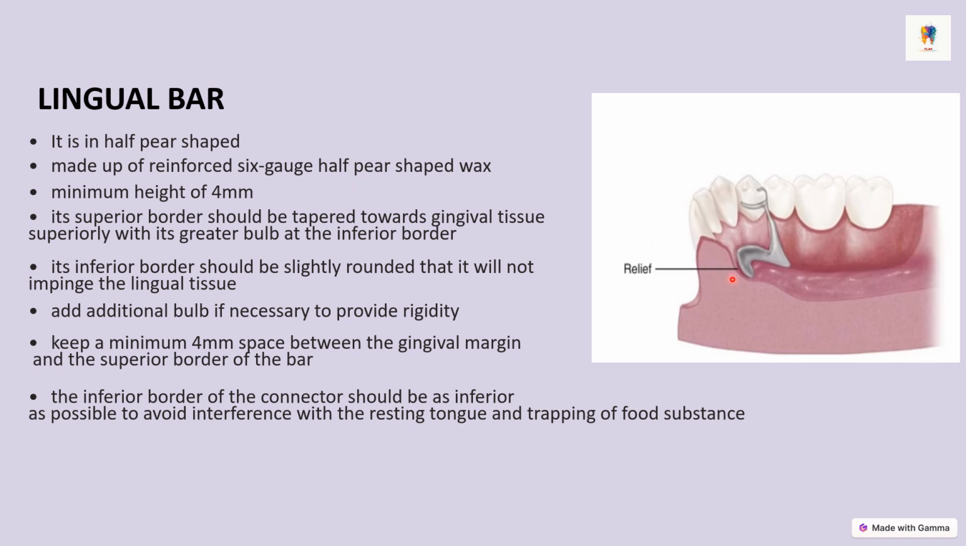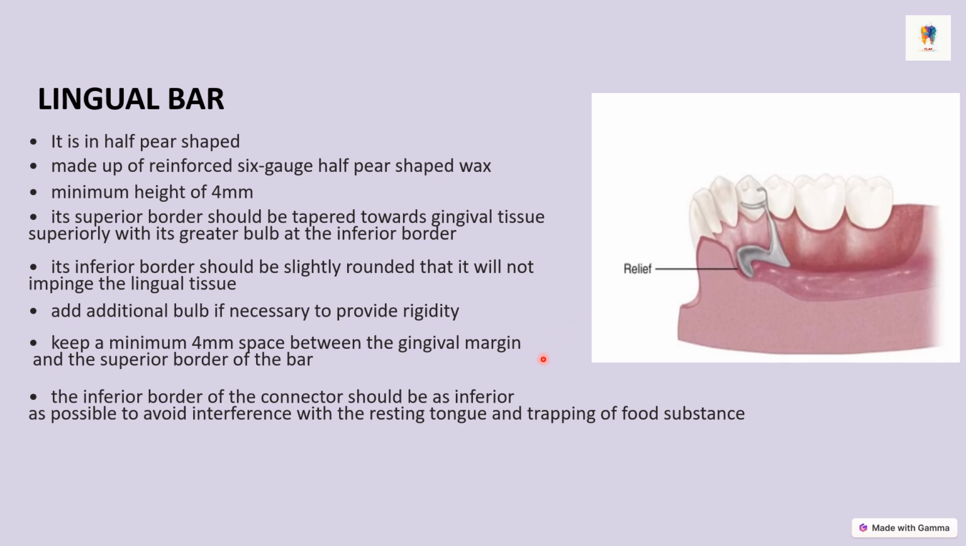The minimum height of the lingual bar, the height of the metal, is 4 mm. The superior border should be tapered toward the gingival tissue superiorly, with its greater bulk in the inferior border. This superior border should be tapered towards the gingival tissue, and the bulk should be in the inferior border. The inferior border should be slightly rounded so that it will not impinge on the lingual tissue. Additional bulk is necessary to provide rigidity, to keep this in place and strong, so sometimes you need to provide additional bulk of the material.